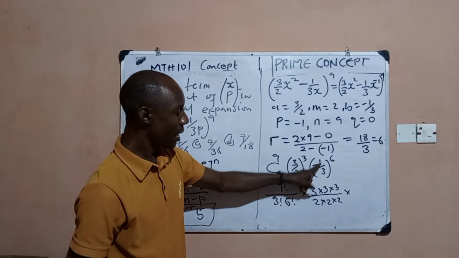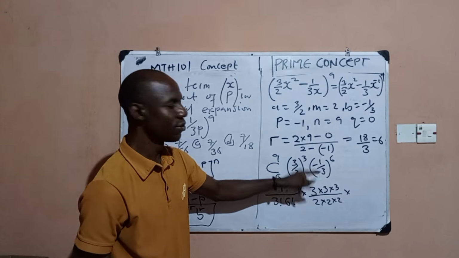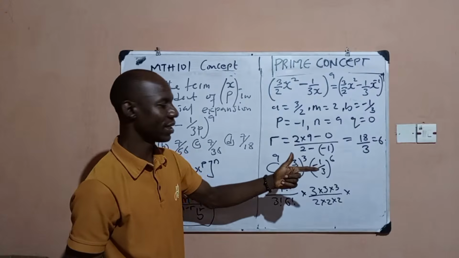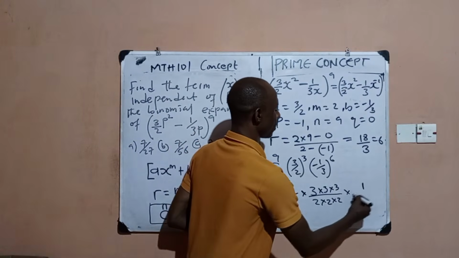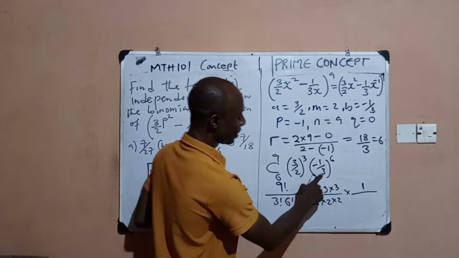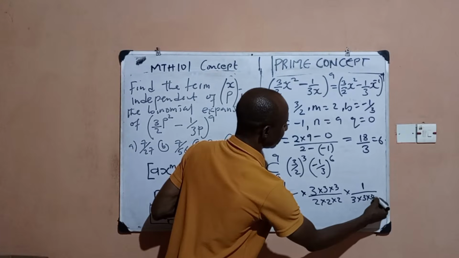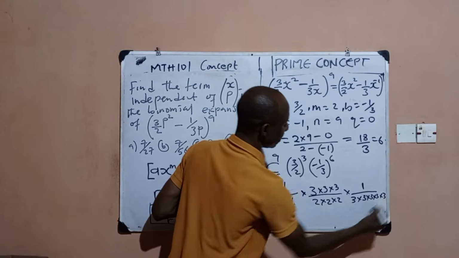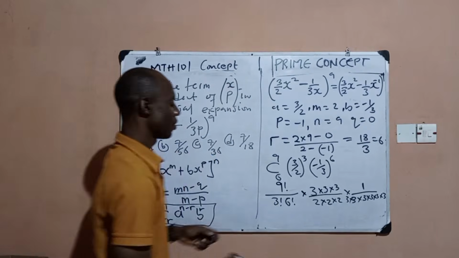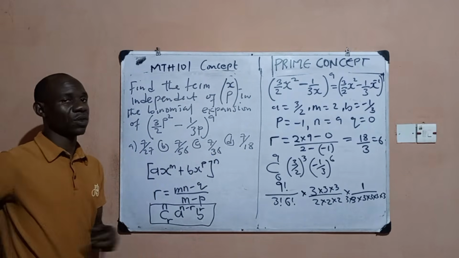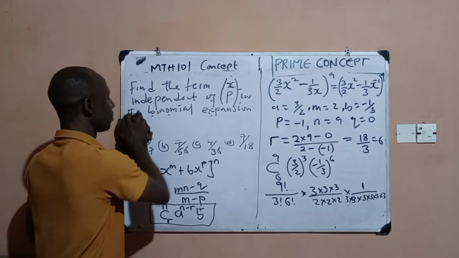Now remember, here the power is even. Negative would always disappear when your power is even. So 1 raised to power 6 is 1 all over 3 raised to power 6, which is 3 times 3 times 3 times 3 times 3 times 3, 6 places, right? Yes, that is 3 raised to 6. I'm just doing that because we don't have a calculator. You can use indices actually. Don't mind me for doing that.